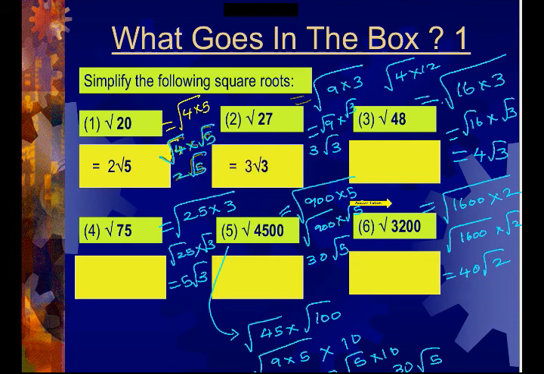Let's see whether we got the answers correctly. Rechecking our answers. 3 root 3, okay, very good. That's what we got. 4 root 3, correct. 5 root 3, exactly the correct answer. And 30 root 5, last one, 40 root 2. So this is how we will simplify any given surd.